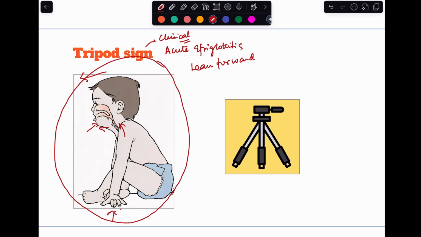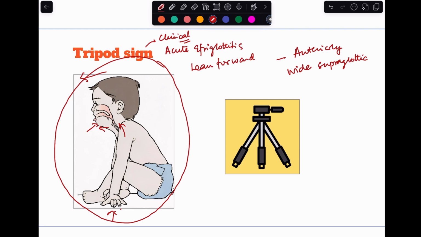Why are they taking this position? This positioning is going to help reduce the airway obstruction that they are facing, and this will improve the ventilation. How is this happening? When you take this posture, the swollen epiglottis gets pulled anteriorly, and therefore it ends up widening up the supraglottic airway. That's how the patient is trying to relieve the airway obstruction that they are facing.